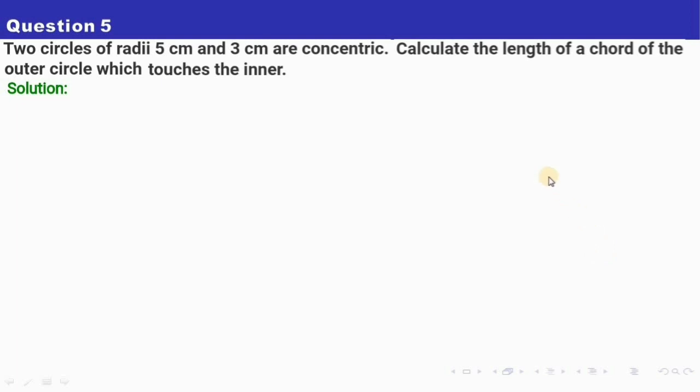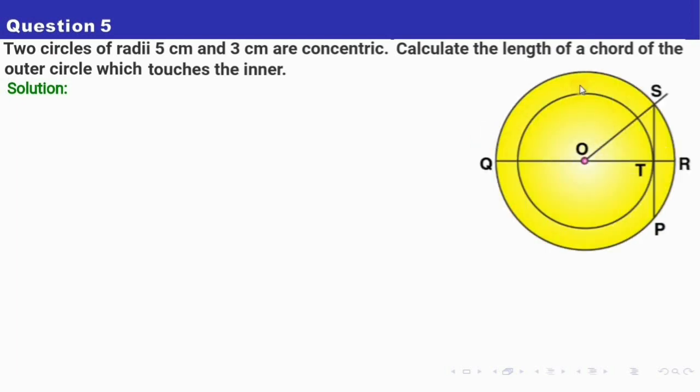Okay, so let me show you the figure out here. This is the case of concentric circles. If you see here, O is the center and there are two circles. This is the inner circle and this is called the outer circle. Now you need to calculate the length of a chord of the outer circle which touches the inner circle.